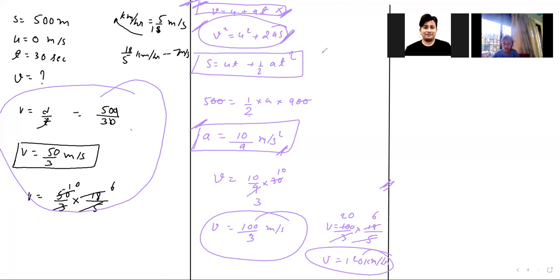But before going to that question, I'm just writing one question on the board. A car is moving from A to B, then B to C. Total distance is D. Half of the distance is covered with a speed of 40 km per hour, and the remaining half with 20 km per hour. Find the average velocity. Only this much data is given.